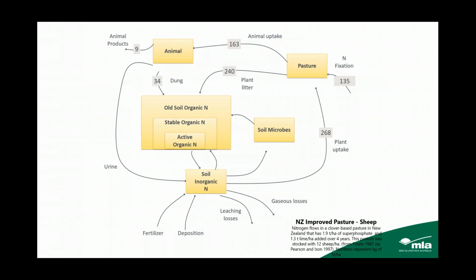9 goes out as animal product, 34 goes as dung from the animal, and 120 as urine, which goes straight into the inorganic pool. There's a bit of fertiliser, deposition from the sky, a bit of nitrate leaching and gaseous losses, but I'm not talking about those. What I want you to realise is that most of the nitrogen that comes into the system comes from the inorganic pool, and most of the nitrogen that comes out of that originally came from this organic pool.